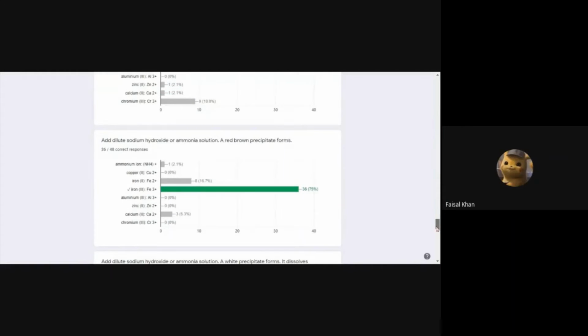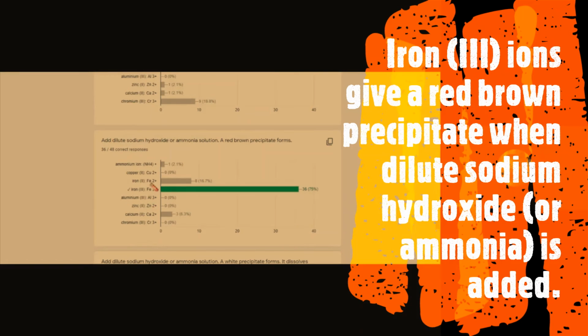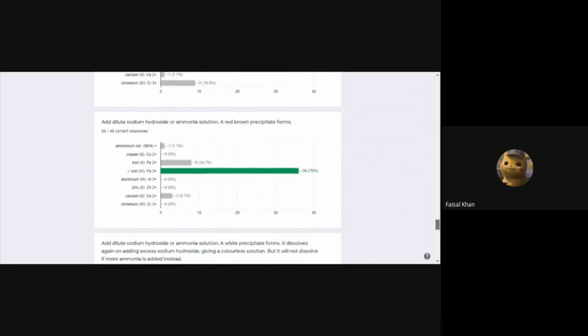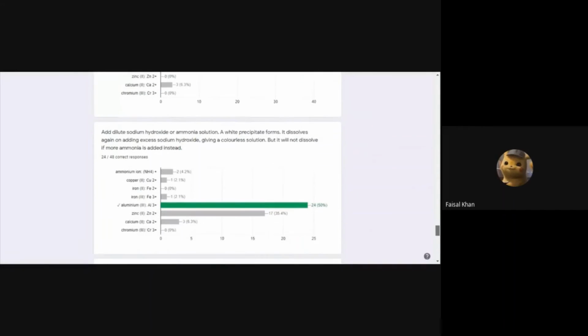So iron tends to give mucky precipitates. Iron 3 is a red-brown precipitate. Some people confusing it with iron 2. There's two different flavors, two different types of iron. So we're going to be talking about oxidation states later in the course, but there are two different flavors.